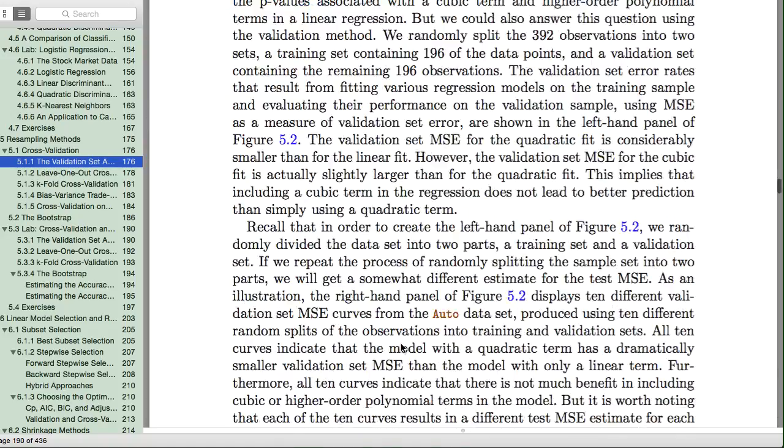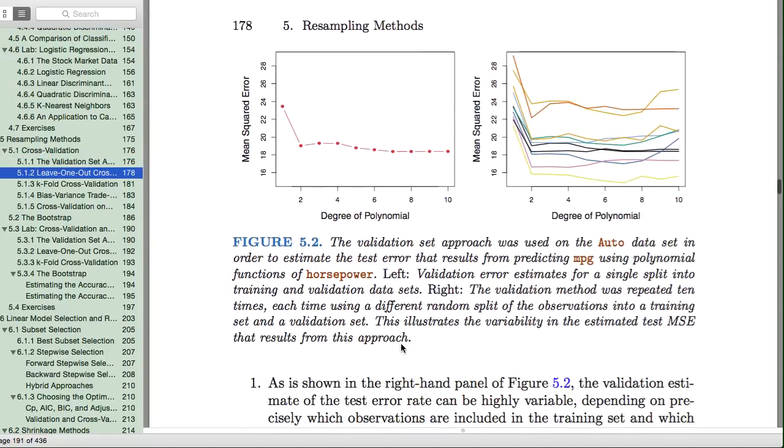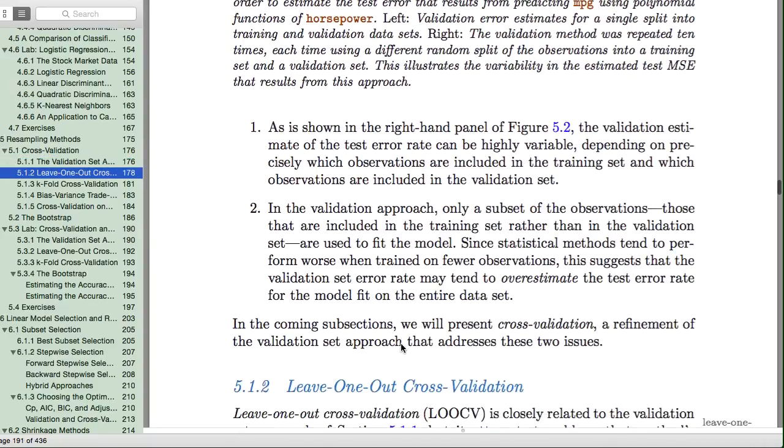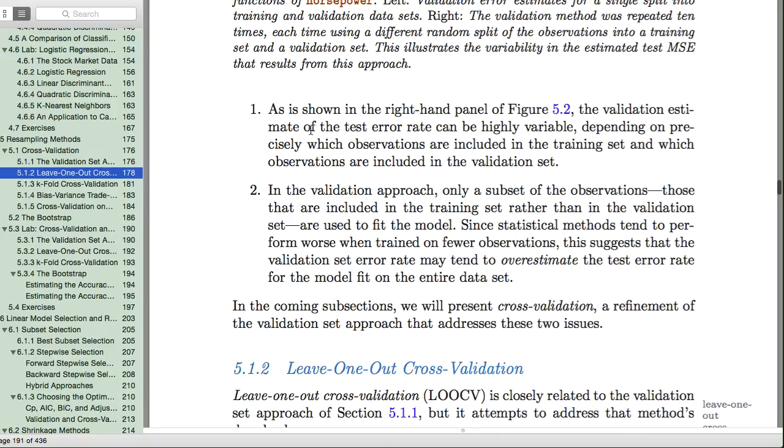It's got some advantages, in some ways appealing, but it's got a couple of problems, and the problems are described here somewhere. Here we go. The validation estimate of the test error rate can be highly variable depending on which observations we included in the training set and which observations are included in the validation set. So the test error rate is not necessarily a very good estimate.